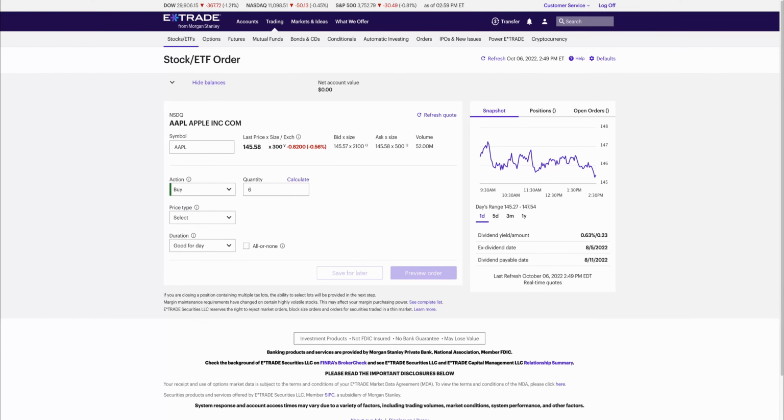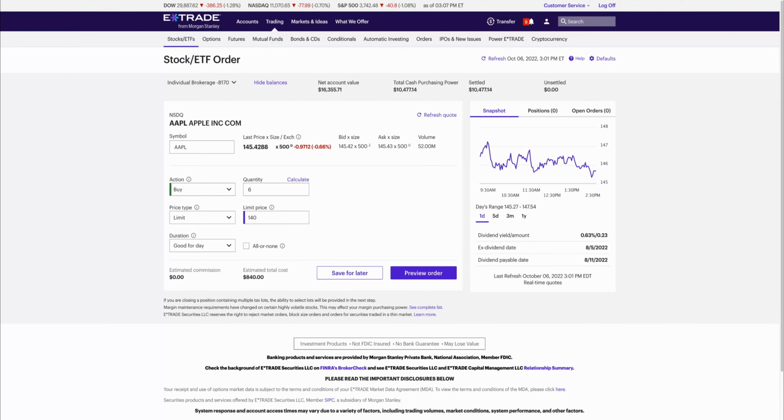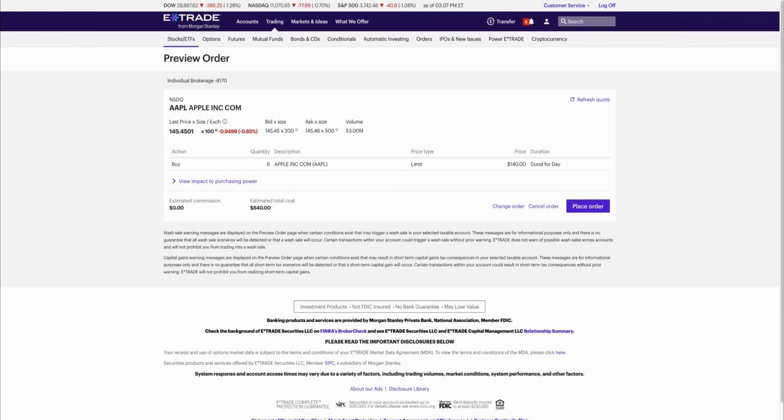For example, the price of Apple is at 145.42 at the moment, but I want to buy it at 140. That is the price I like, or that is the price that I feel comfortable paying. I will enter 140 and I will press preview order and then place order. The duration of the order was set good for the day, which means that if the price of Apple falls to $140 by the end of the day, I will purchase 6 stocks. If not, the order will be cancelled.